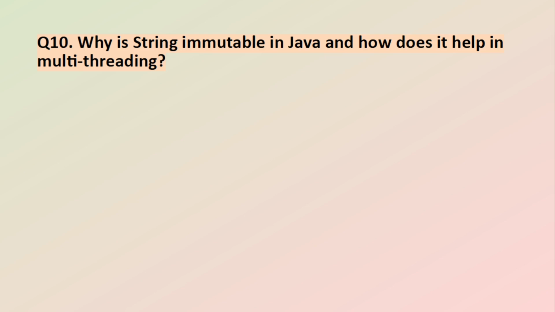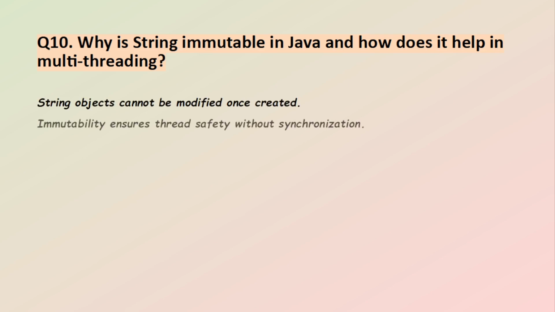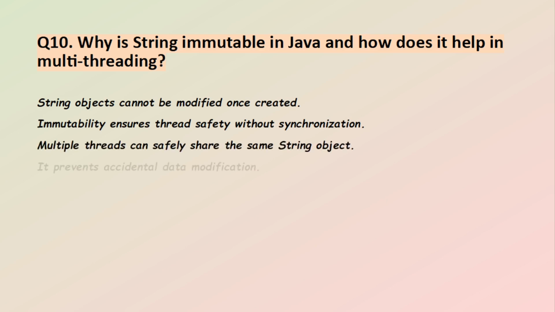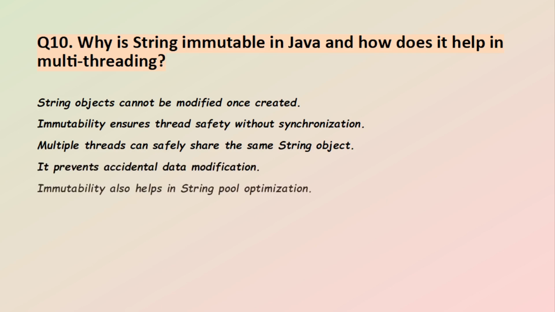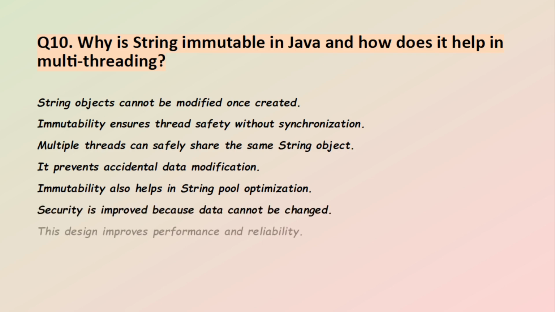Why is a string immutable in Java and how does it help in multi-threading? String objects cannot be modified once created. Immutability ensures thread safety without synchronization. Multiple threads can safely share the same string object. It prevents accidental data modification. Immutability also helps in string pool optimization. Security is improved because data cannot be changed, and this design improves performance and reliability.